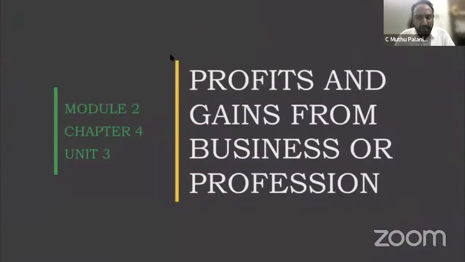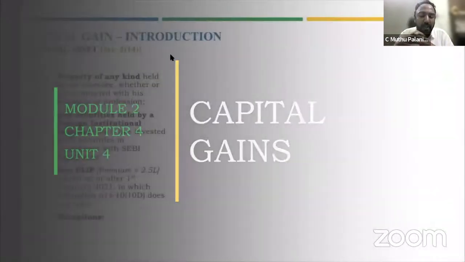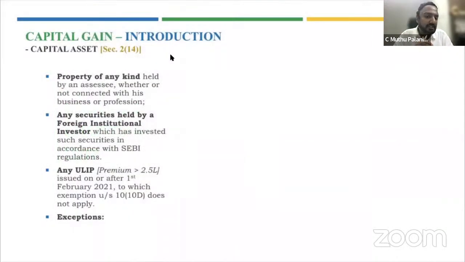So now we are done with PGBP. We have covered all the sections right from section 30 to 43B. Now we'll move on to the next head, the 4th head of capital gain. Capital gain is relevant to a capital asset, so of course, we have to know what is a capital asset.